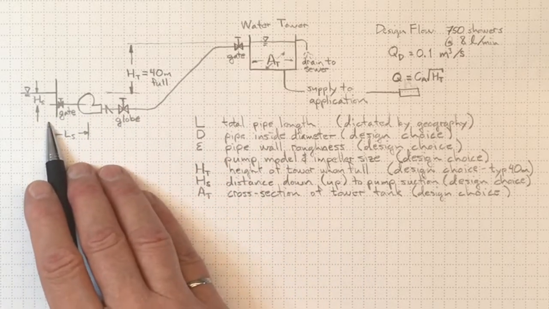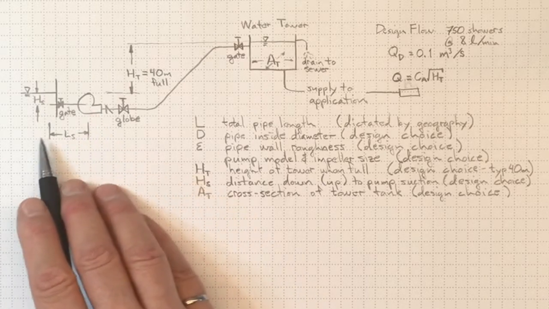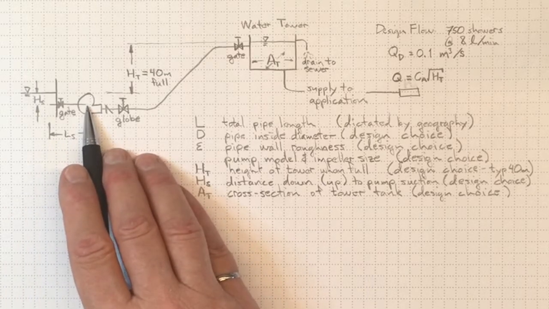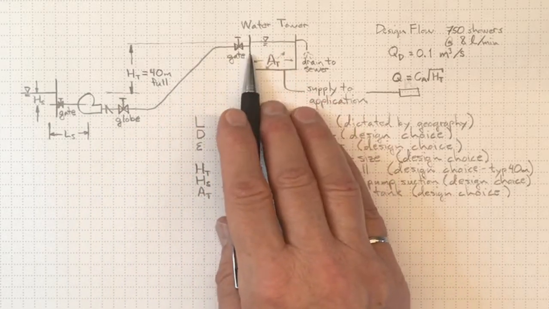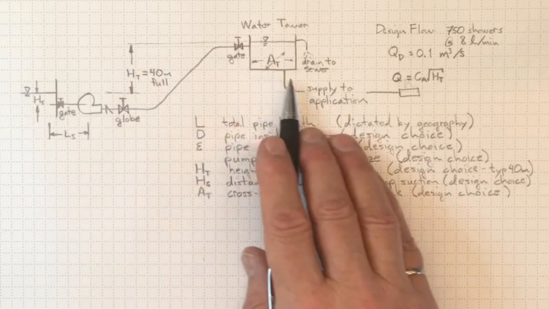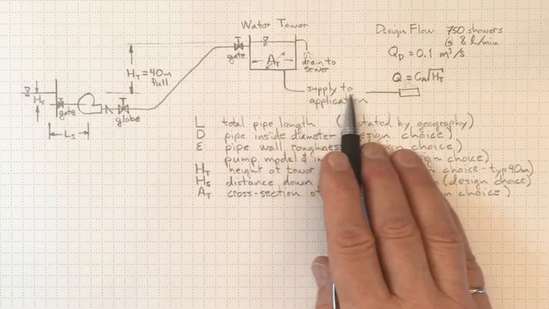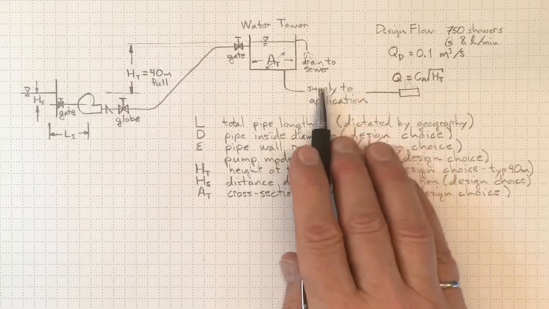We're going to be interested in knowing how long it is through the pipe to get to the pump, because that will again have an effect on the NPSH. And finally, when it gets up to the top here, it's filling up a water tower, which is 40 meters above street level, so that we can provide enough pressure to supply our application. Now, we'll take a simplified approach to our application.